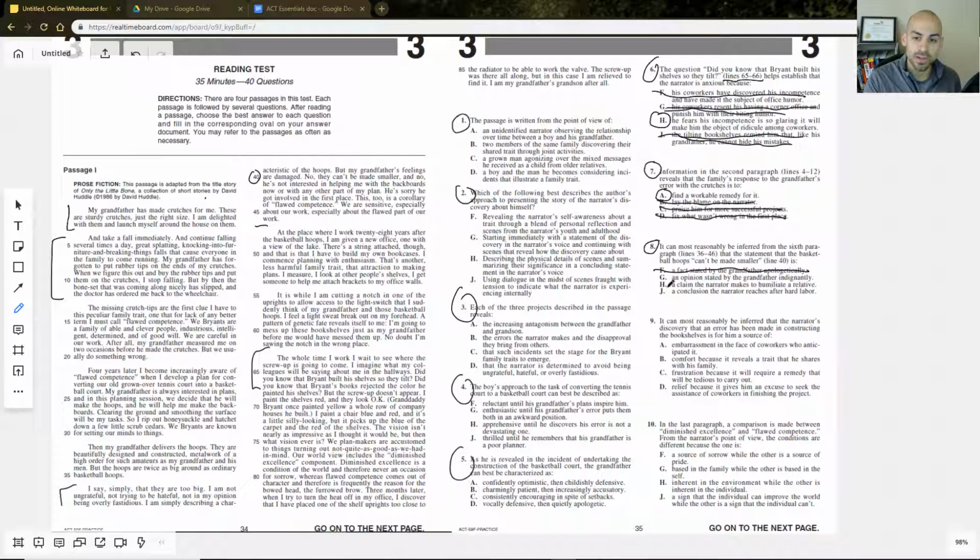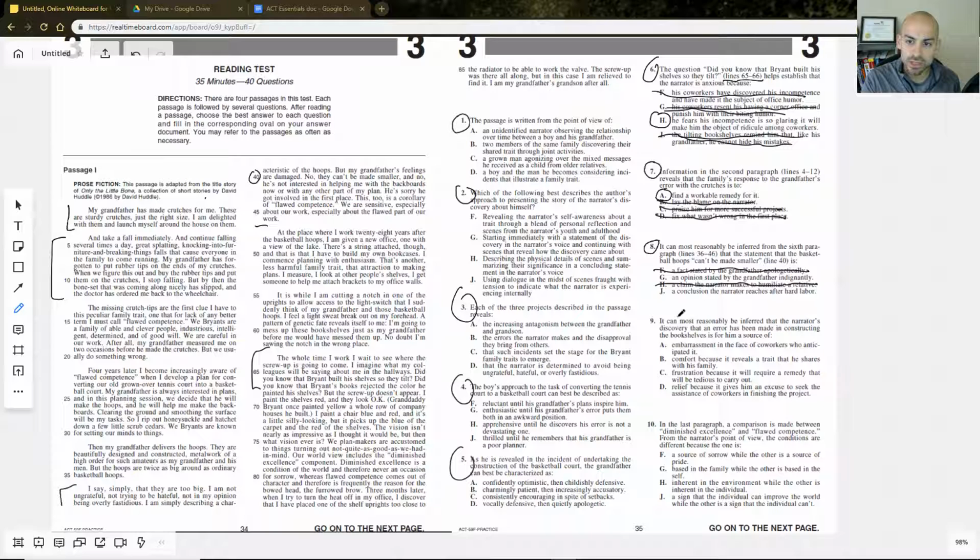So let me go through that process again. H, a claim that the narrator makes to humiliate a relative. I mean, it can be inferred that his feelings are hurt and he's trying to hurt someone else's feelings. That's maybe an easy assumption to make, but that's just not what happens. And there's nothing in the text to say that he's trying to humiliate him or that he felt humiliated, that there was a backhanded comment, nothing like that.